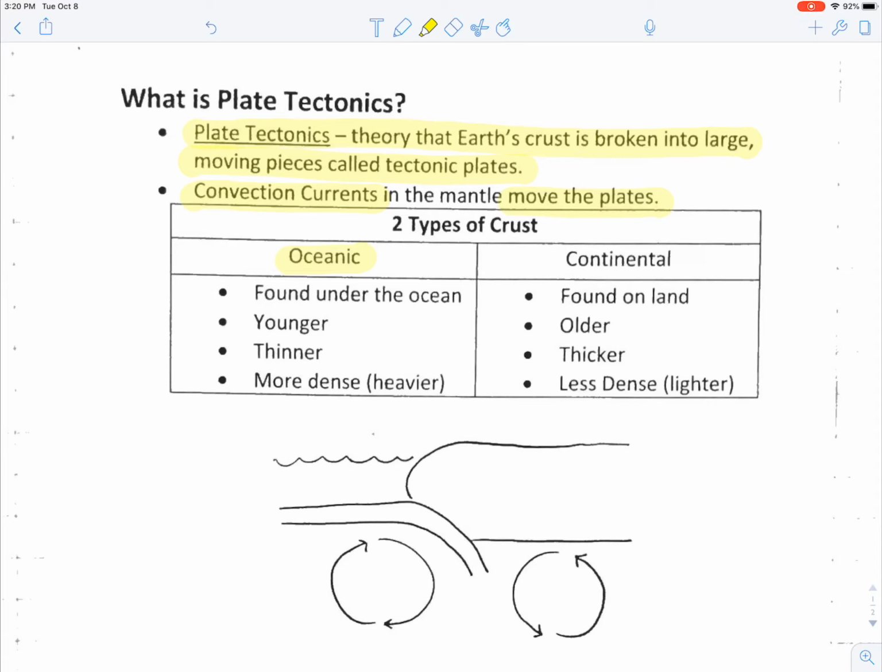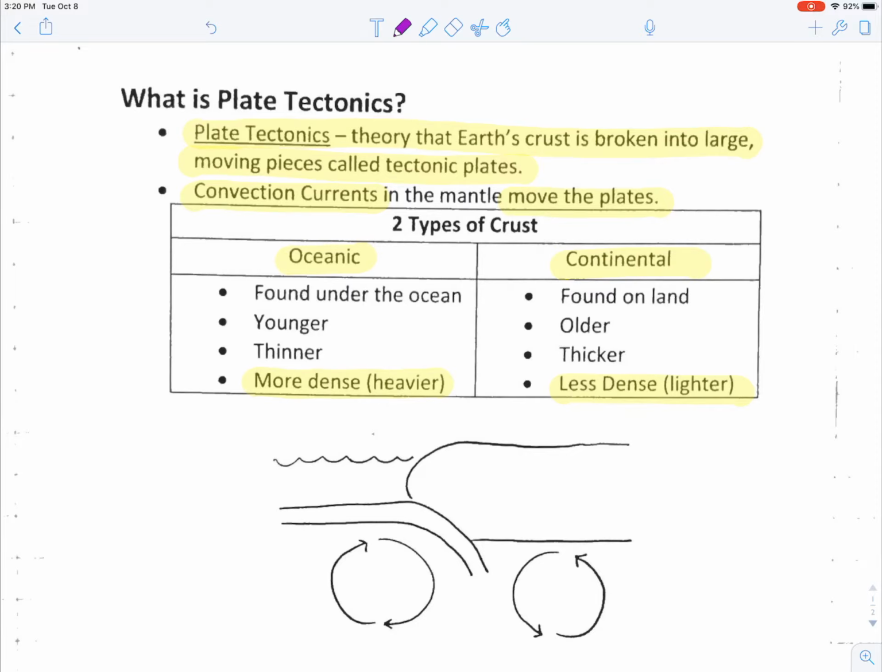And what we need to remember about oceanic is that it is more dense or heavier. So this is that crust that's found under the ocean. It's younger, it's thinner, and it is more dense. Continental crust is the second type of crust. It's found on land, it's older in age, it's thicker, and it is less dense or lighter. The heavier or lighter of these types of crust has to do with the density of the rock that the crust is made up of.